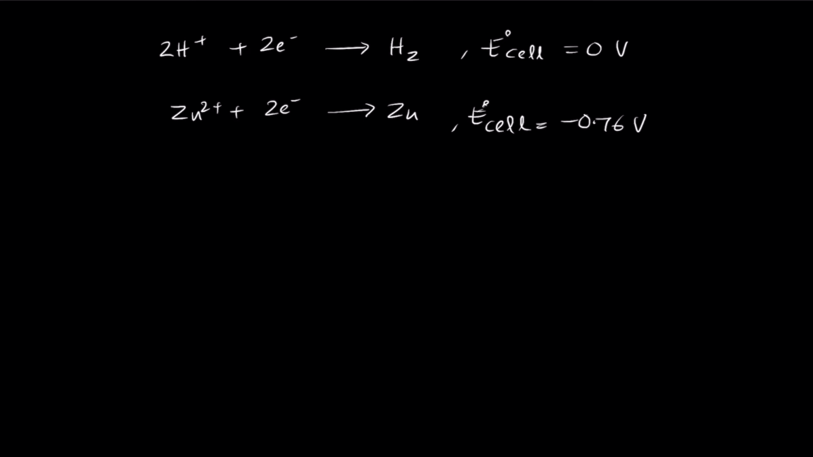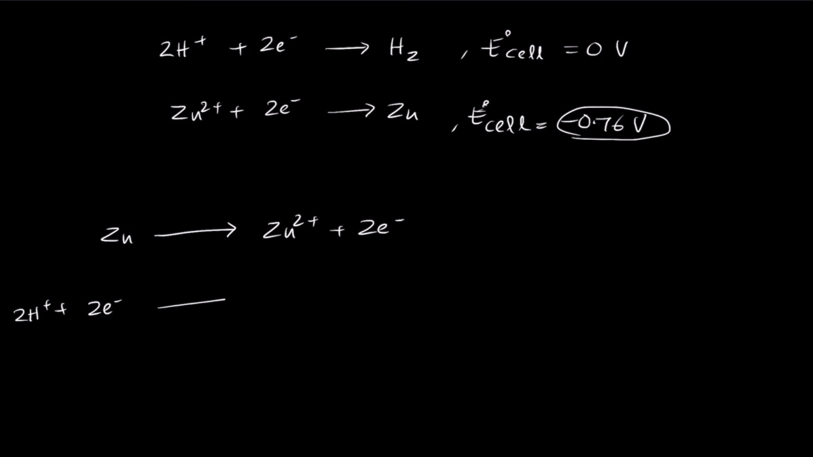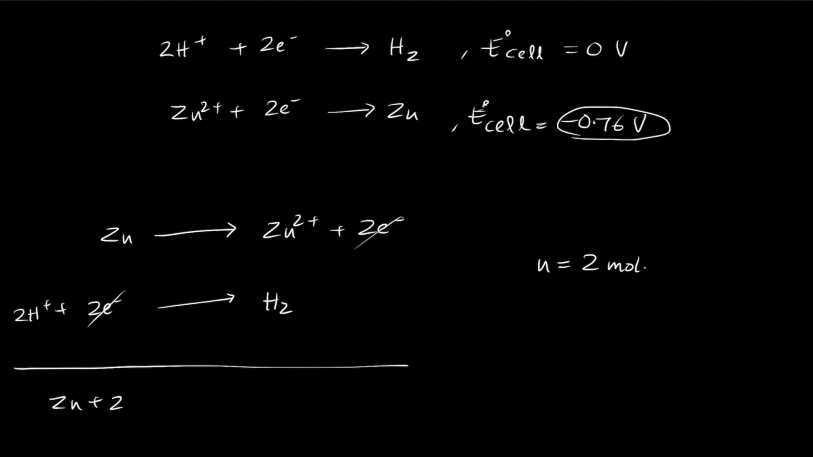Now notice the one that is smaller here is the zinc value, which we'll have to reverse. So the reaction becomes Zn becomes Zn2 plus 2 electrons, and 2H plus 2 electrons becomes H2. Both of them are balanced now. The final reaction has an N value of 2 moles of electrons. So the final reaction becomes zinc plus 2H plus gives you Zn2 plus H2.